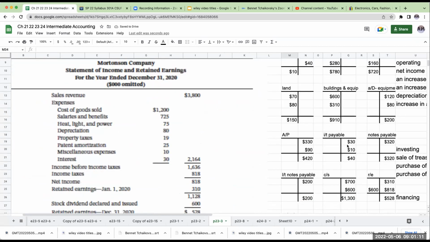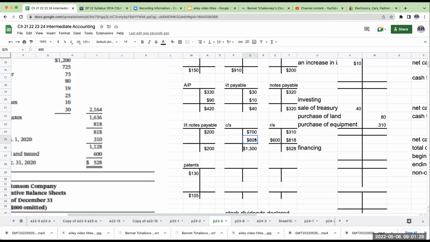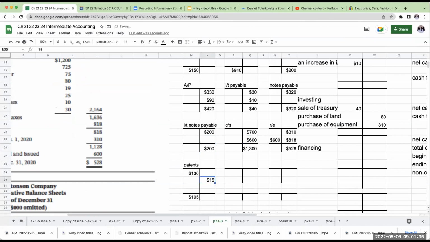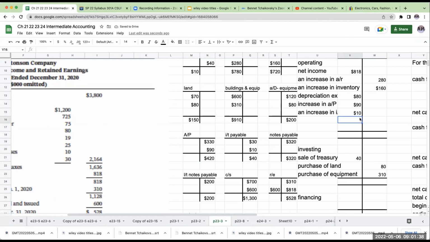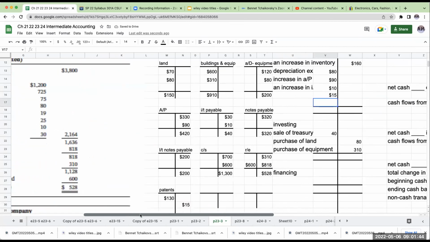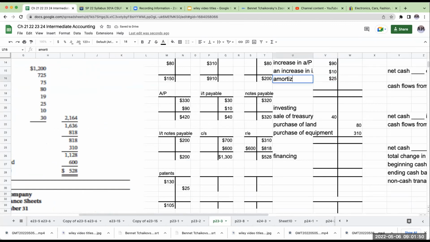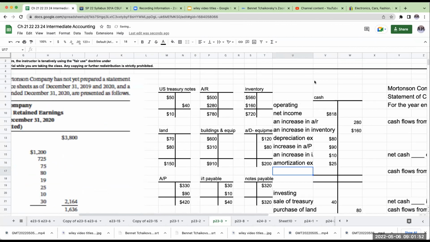Accounts payable, income taxes payable. So an increase in income taxes payable. It's going to be a 10. Notes payable, no change. Long-term notes payable, no change. Common stock is balanced. Retained earnings is balanced. For my patents, I need a credit over here of 15. So I'm going to go ahead and debit cash for 15, and this is amortization expense. Or actually, no, this is actually going to be 25. Good job, Bennett. You're really with it this morning. Okay. Amortization expense is going to be 25.